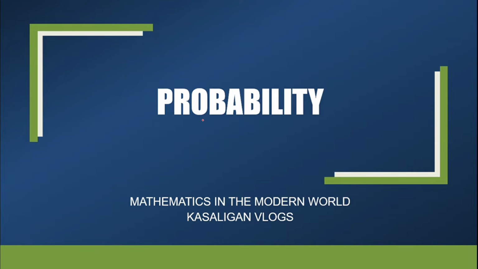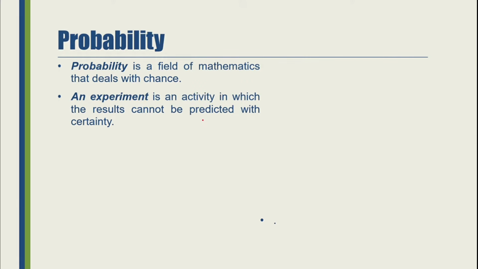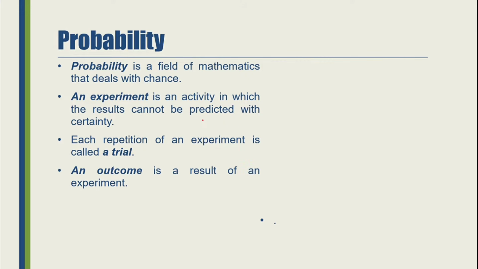Today we will be talking about probability, and this is mathematics in the modern world. So probability is a field of mathematics that deals with chance. An experiment is an activity in which the results cannot be predicted with certainty. Another definition: each repetition of an experiment is called a trial. And an outcome is the result of an experiment.